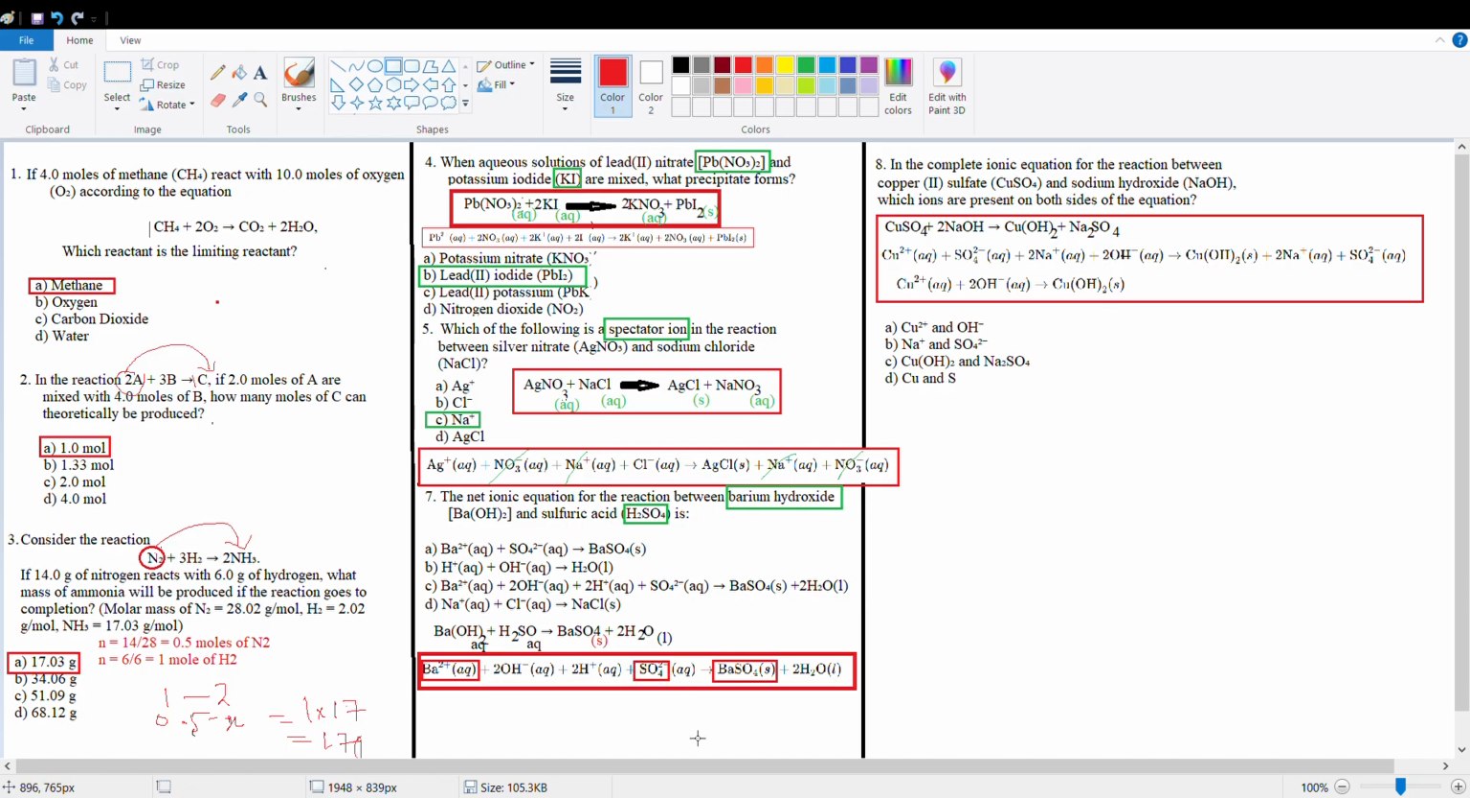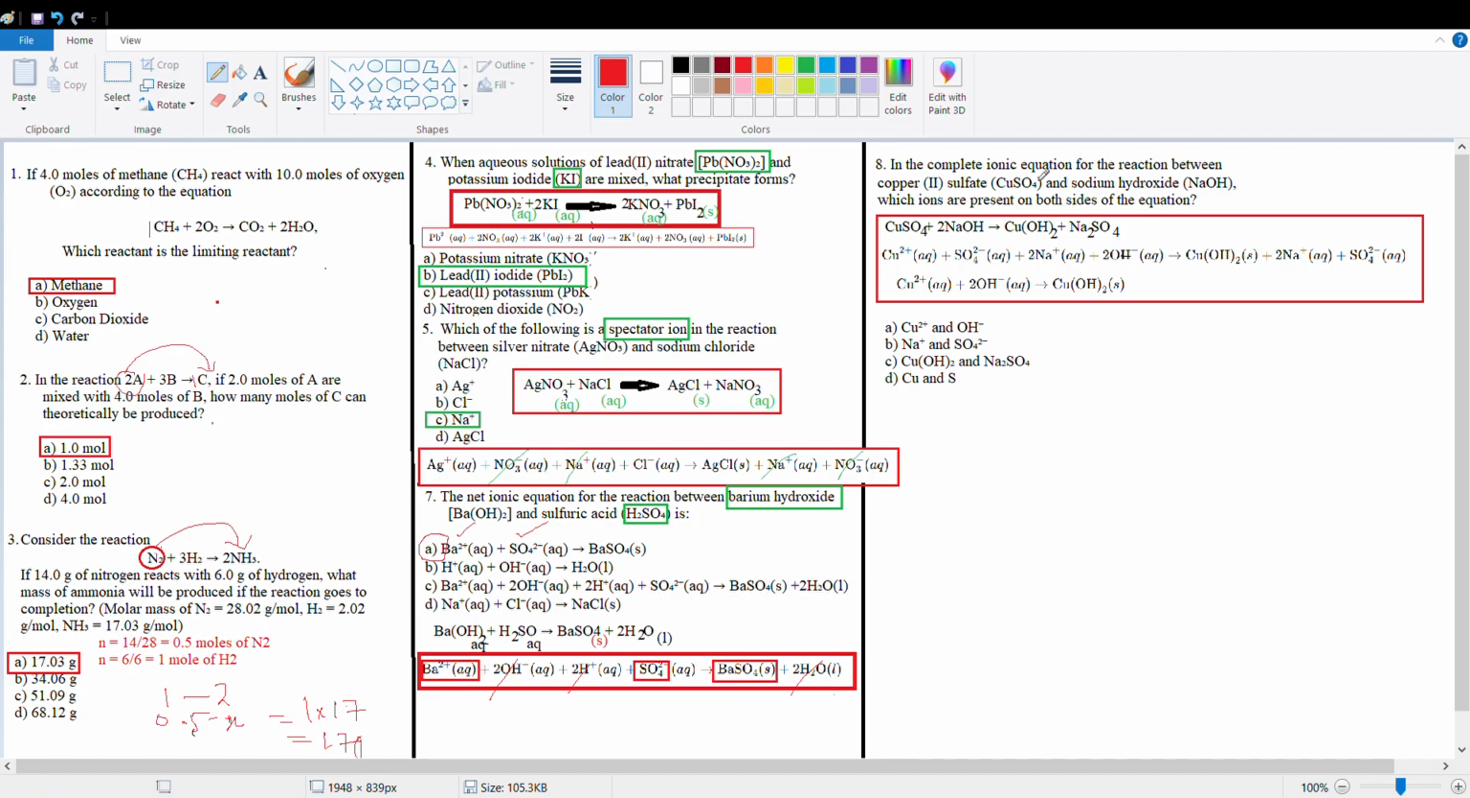cancelled out. However, this hydroxide, which is 2OH on both sides of the equation, of course here also OH can be cancelled, and H will be cancelled with this water. So it means the equation will be left with Ba2+ and sulfate 2-, this is here and here, and left with BaSO4 solid. So A is the right answer for this question.